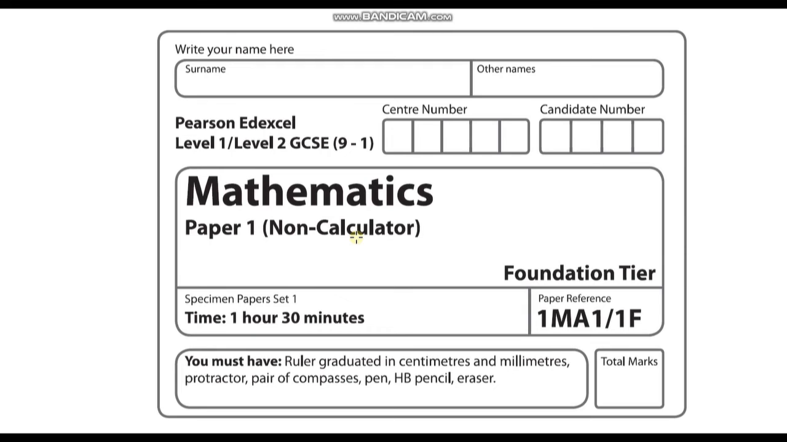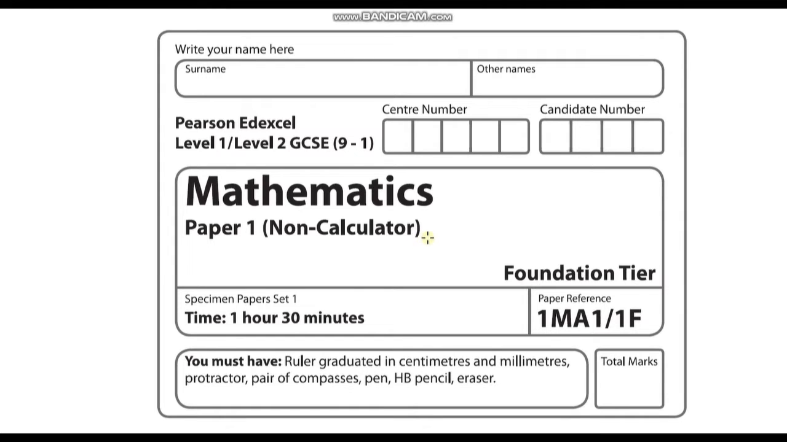Hello and welcome to another GCSE Maths walkthrough, and in this video I'm going to be looking at the foundation tier paper, and it's going to be the first paper, so paper 1, which is a non-calculator paper. I will also be doing paper 2 and paper 3, which are both calculator papers, so please check those videos out as well.